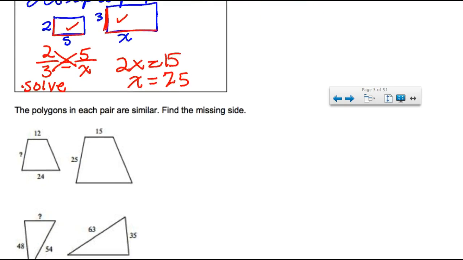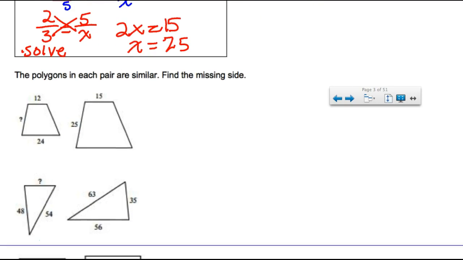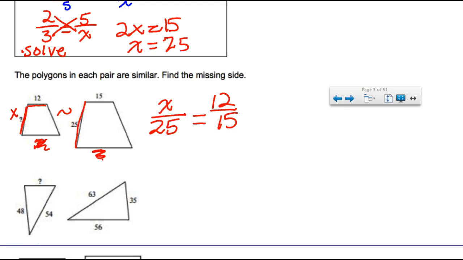First one up, it says these polygons are similar. So I know that this got blown up to this and that all the sides are in the exact same ratio or they are proportional to each other. So I'm going to grab the one I don't know called question mark. I prefer to call it x. And I say x blew up into, and I grab its corresponding side, 25, in the exact same way that, I can't use 24 because I don't know this one over here, so I have to say 12 blew up into 15.